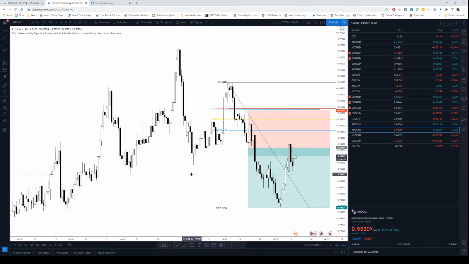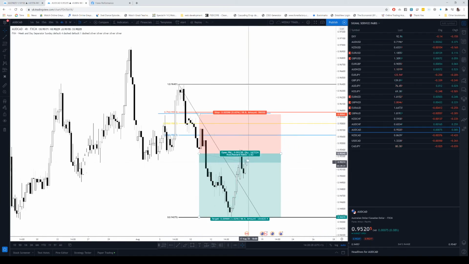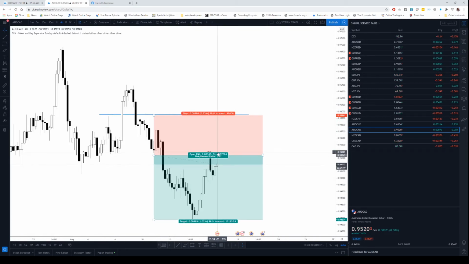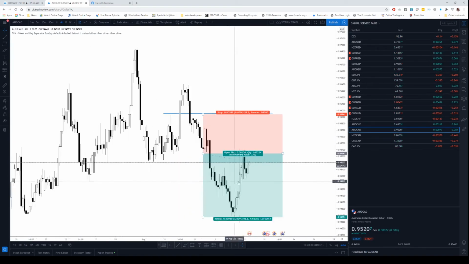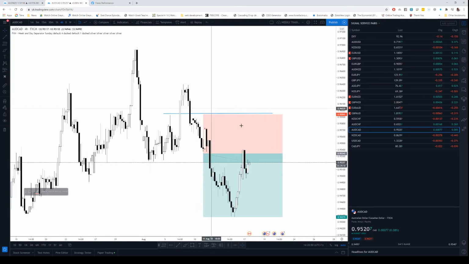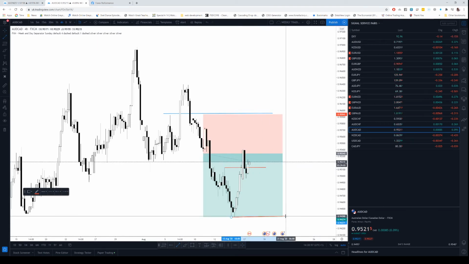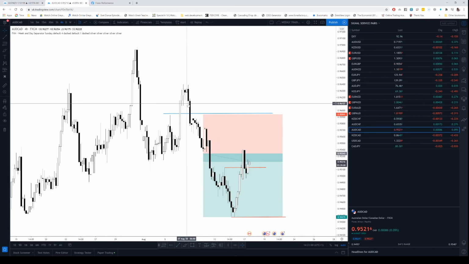If you're looking to sell this, make sure you place your stop way up here. Today's Monday, let's see how Monday will trade. Maybe this thing can run up again and take out this high, and then reject and continue going down. The 4-hour has just turned bullish, but the daily is still bearish.